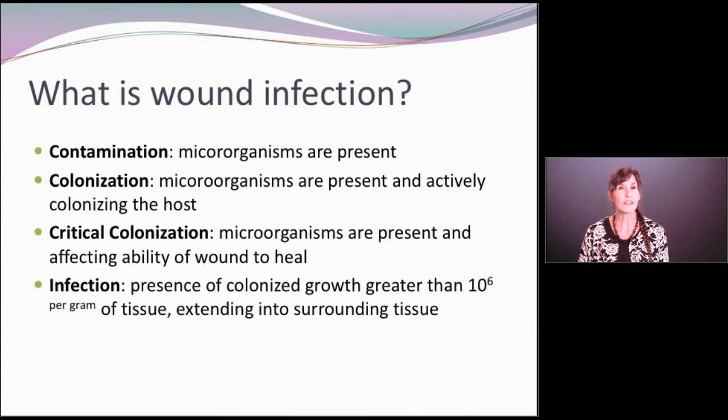And then finally, infection. Infection really represents the presence of colonized bacteria, and the gold standard is greater than 10 to the 6th per gram of tissue. And a lot of times with infection, not only do you have this excessive growth of microbes that may be very large in number and may be very virulent, but they also start to affect the condition of the wound and extend into the surrounding tissue.